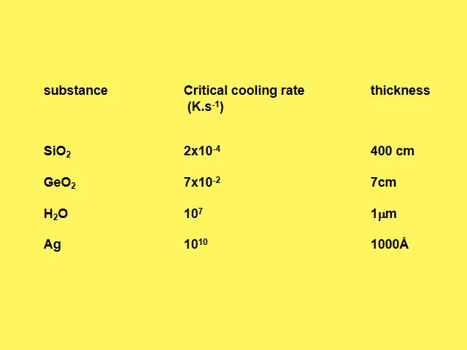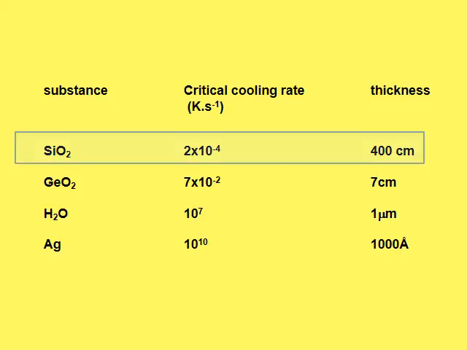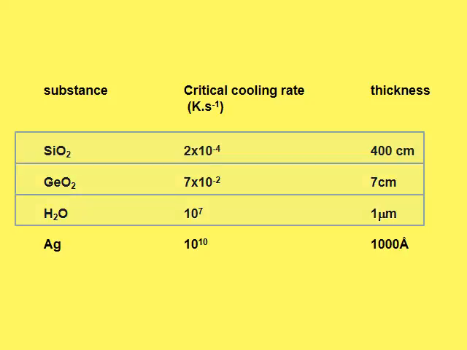In this table, you have some typical values for critical cooling rate and thickness. Silica is in fact a good glass former. In practice, it's easier to obtain amorphous silica than the crystalline form. Germanium oxide is also a good glass former. For water, the situation is completely different.